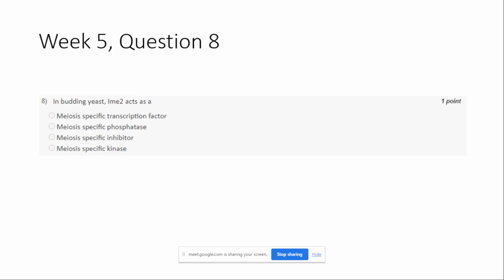And one more thing about the third option, which says meiosis specific inhibitor. Do you think that IME2 is an inhibitor of meiosis or an activator? Activator, sir. So IME2 mediated phosphorylation of IME1 activates the meiosis process, right? So the budding yeast IME2 acts as a meiosis specific kinase is the right answer.